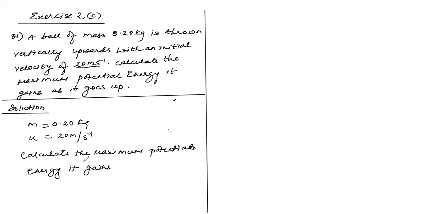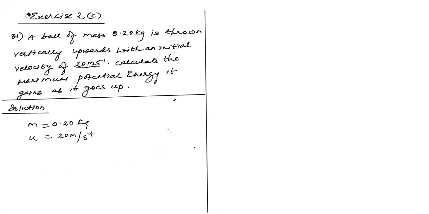So to calculate this maximum potential energy, I'll simply write the kinetic energy of the ball at the instant it is thrown, which is equal to the maximum potential energy. When it left your hand with a speed of 20 meters per second, it had only kinetic energy. It didn't have potential energy at that time. Then it goes up, and at maximum height it has only potential energy. This kinetic energy just got converted into potential energy. That is the law of conservation of energy.